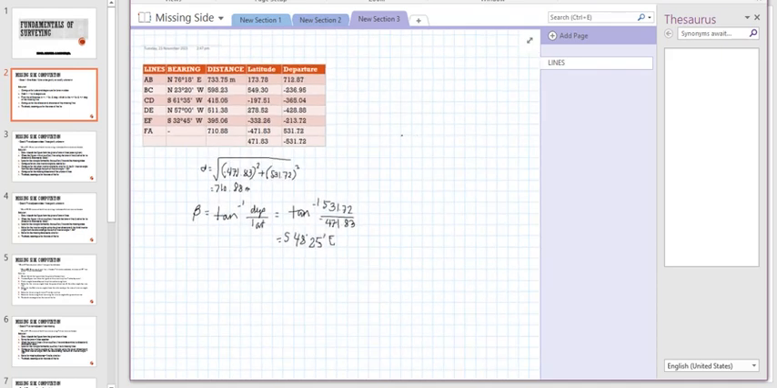Point A to B is northeast, and B to C is northwest. So let's say this is point A, this is point B, and B to C is 23 degrees. This is point C. Then the next one is southwest, so D goes downward.